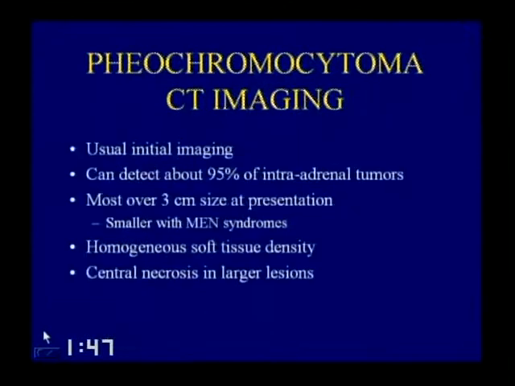CT is usually the first imaging done. It can detect about 95% of these when they're in the adrenal glands, and it also surveys the rest of the retroperitoneum. Most of these tumors will be over 3 centimeters at presentation, and what you're looking for is a homogeneous soft tissue mass, though when they get larger, they will develop central necrosis.